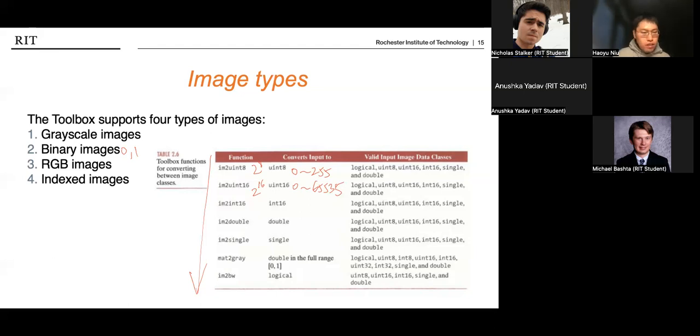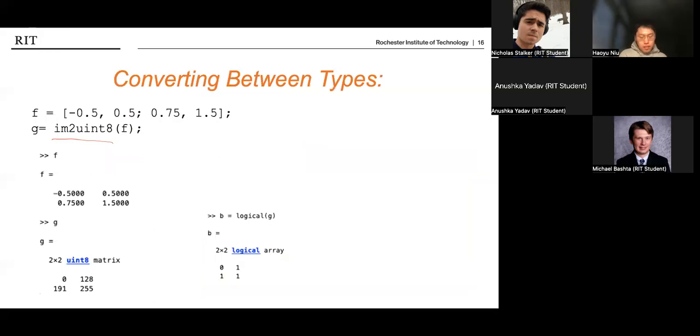All right, so let's continue. So here I'm trying to convert a matrix to the unsigned integer 8 data type. You just use the im2uint8 function, and the result will be an unsigned integer 8 matrix.